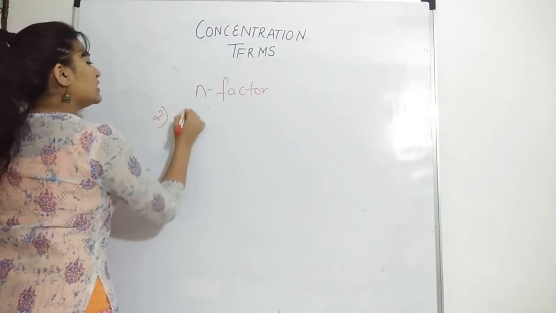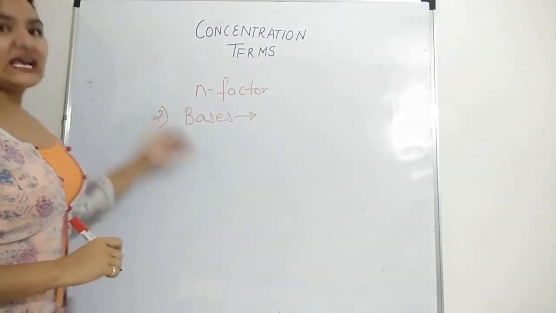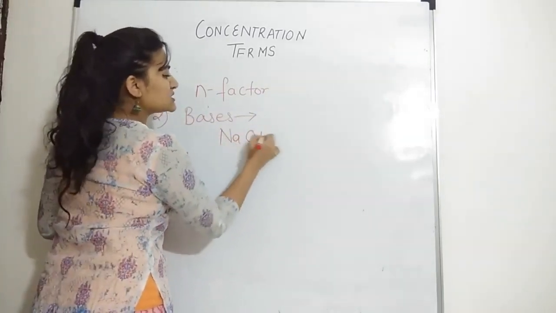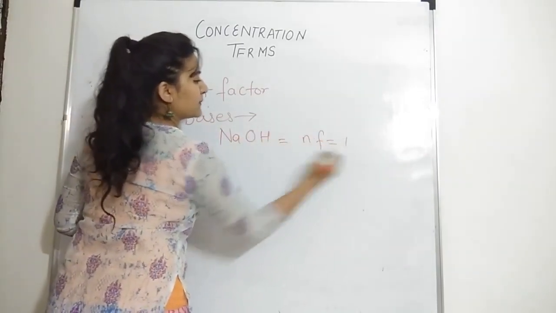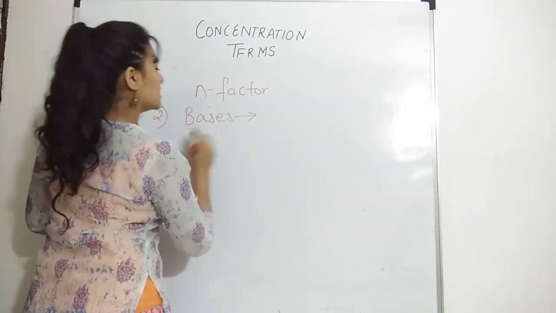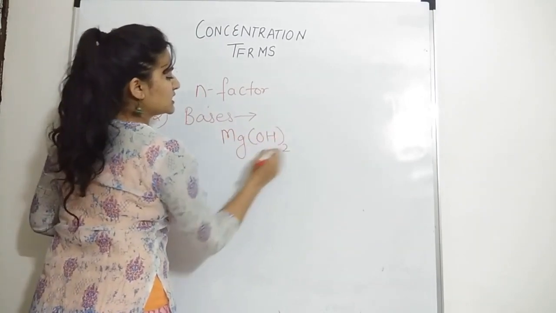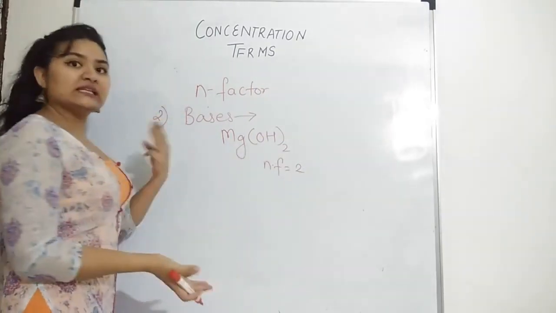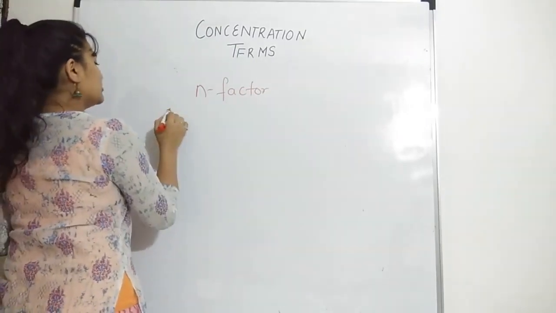Now similarly for bases. For bases, it will be the acidity of those bases. If I have a monoacidic base, of course, the n factor will be 1 because it can release only 1 OH minus. If it is diacidic, then the n factor will be 2. Al(OH)3 is 3. Okay, that's how you get the acidity of bases.